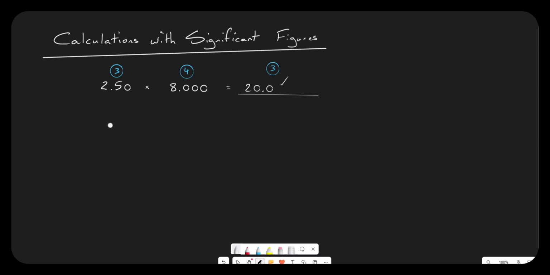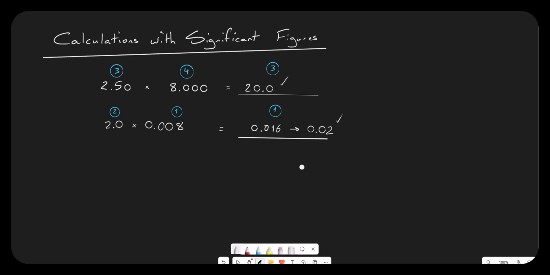I'm going to do another one. What if I have 2.0 times 0.008? Sticking with 8. 2.0, this has 2 significant figures. 0.008, leading zeros are not significant, so this has 1 significant figure. Which means when I come up with my answer, I need my answer to have 1 significant figure. I do this math and I get 0.016, but I need 1 significant figure. So I'm going to round this thing 0.02, and now I have 1 significant figure.